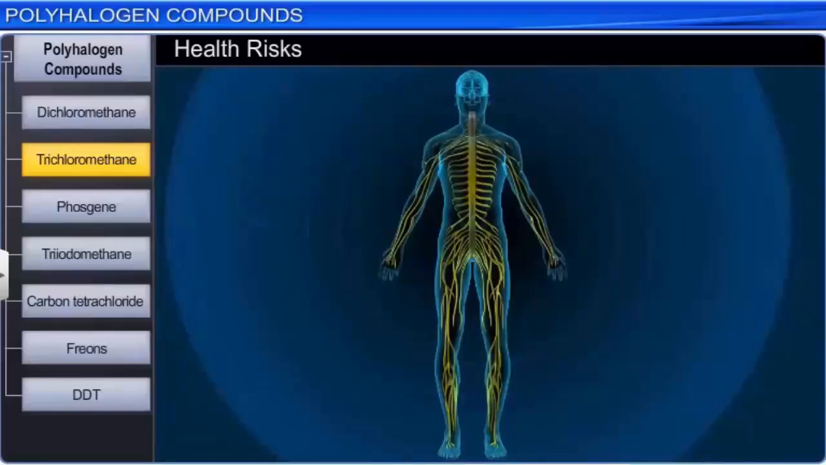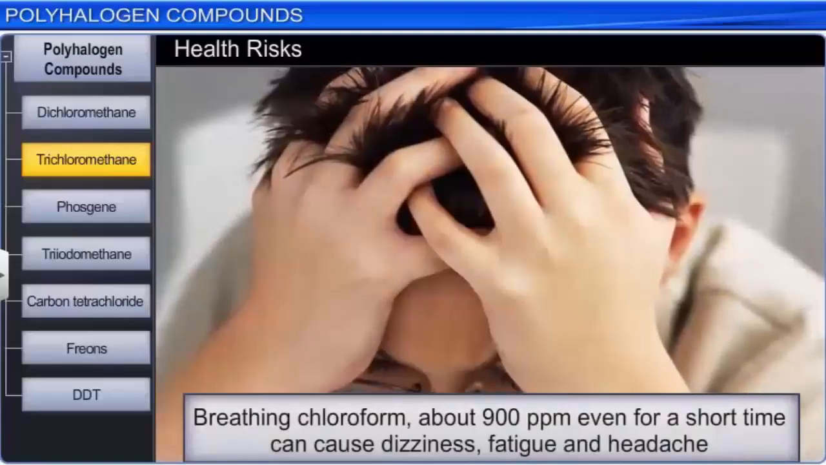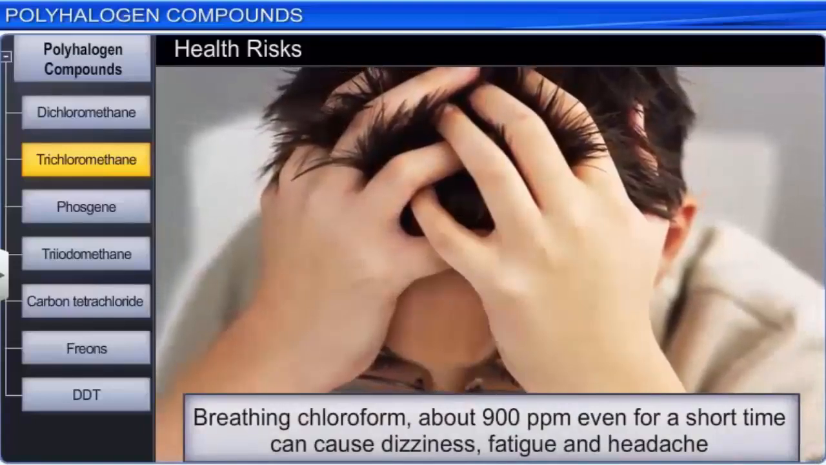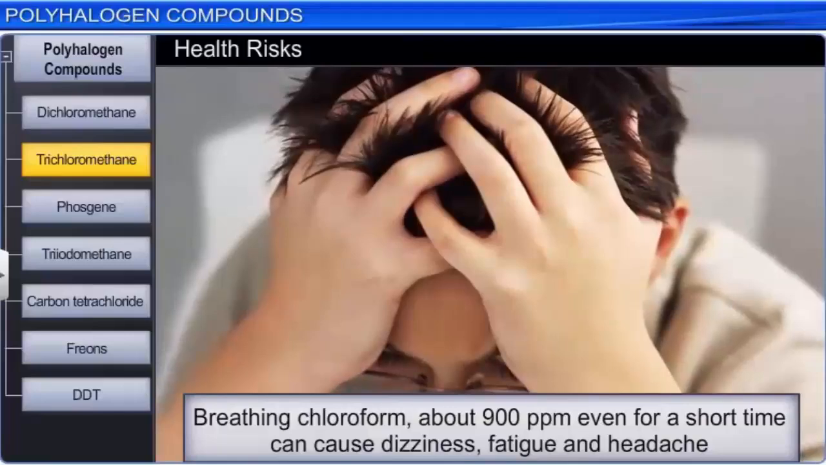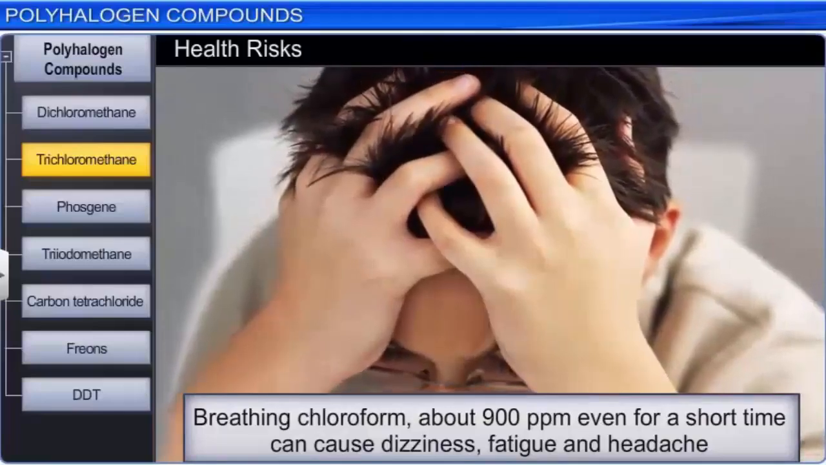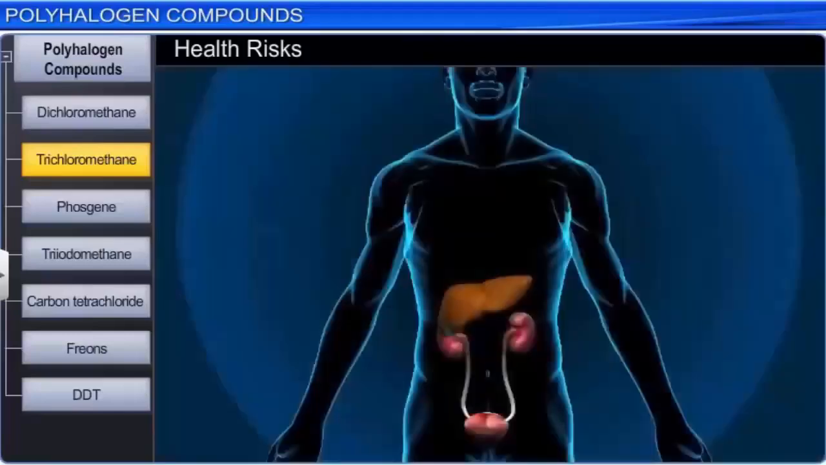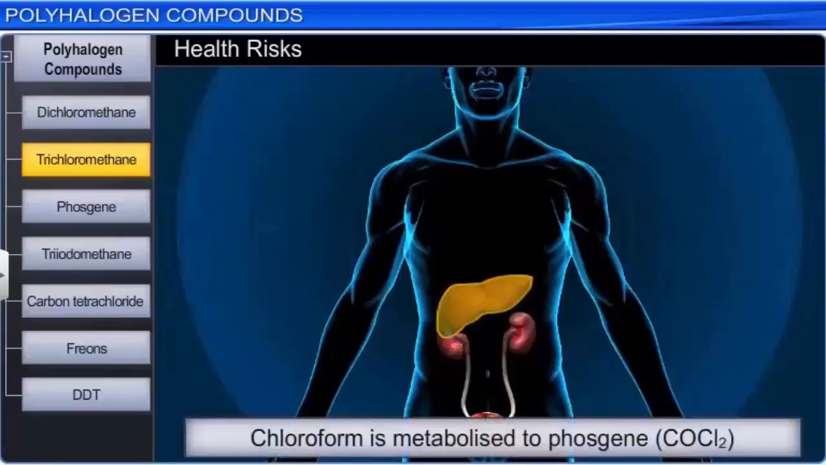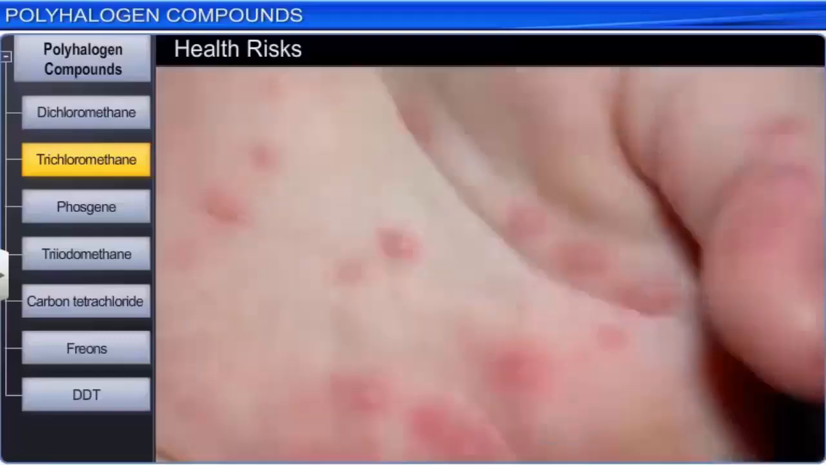Breathing chloroform at about 900 parts per million, even for a short time, can cause dizziness, fatigue, and headache. Chronic chloroform exposure may cause damage to the kidneys and liver. In the liver, chloroform is metabolized to form phosgene, a deadly gas. We'll discuss phosgene in greater detail shortly. Some people will develop sores if the skin comes in contact with chloroform.